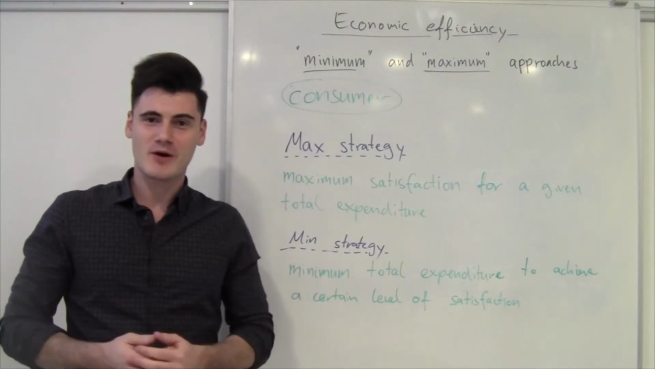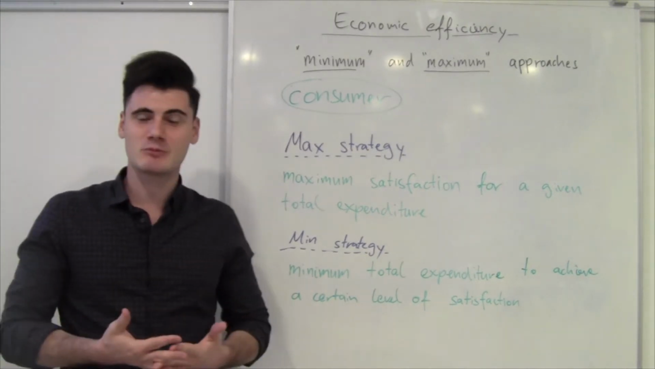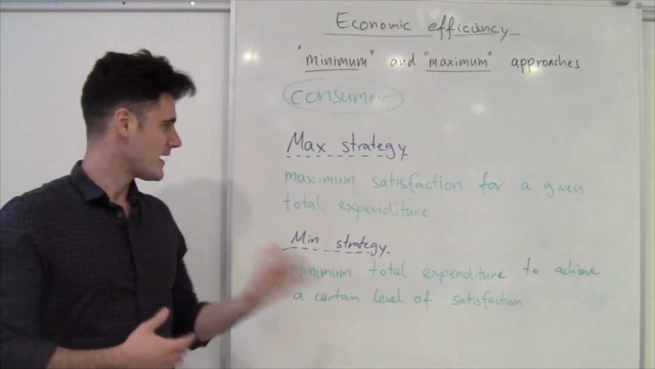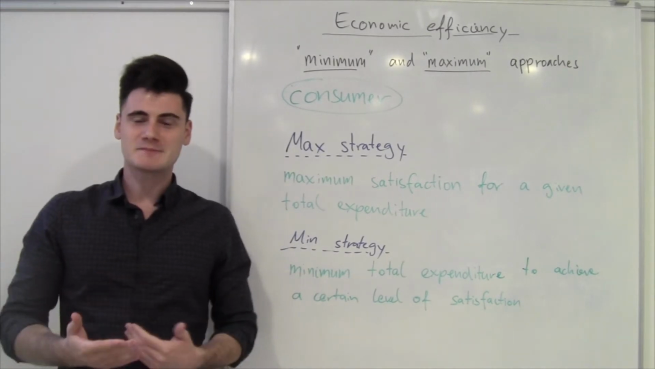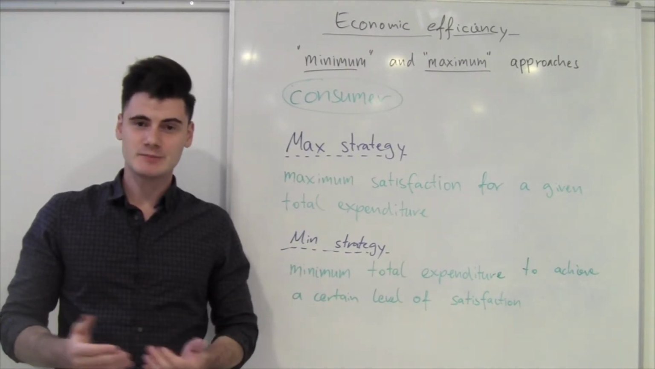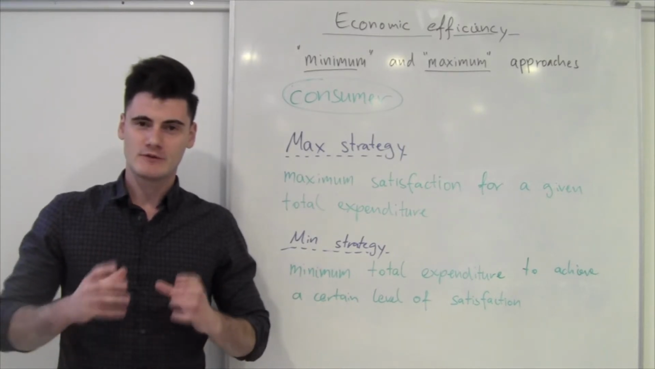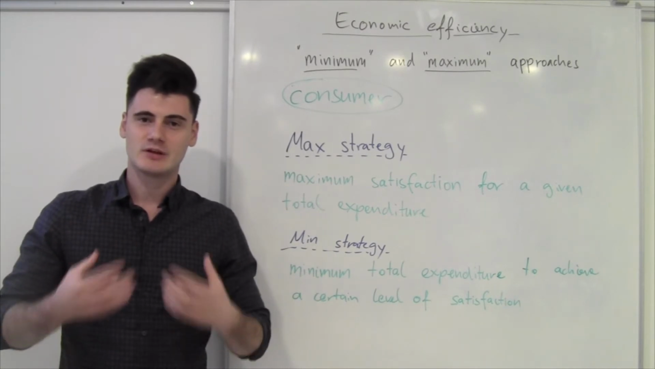Now we are going to talk about economically efficient behavior by the minimum and maximum approach of consumers. Let's have a look at the max strategy first. Maximum satisfaction for a given total expenditure. Now what is maximum satisfaction? Well, that's very simple. It's the car that you can barely afford but you still want to buy it because from that point of view you think that it gives you the maximum satisfaction.